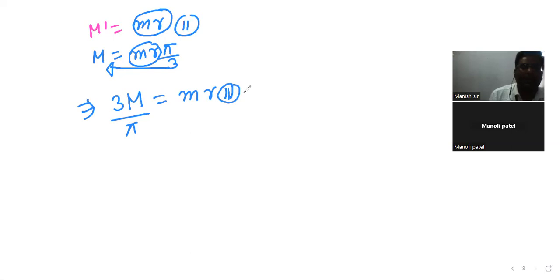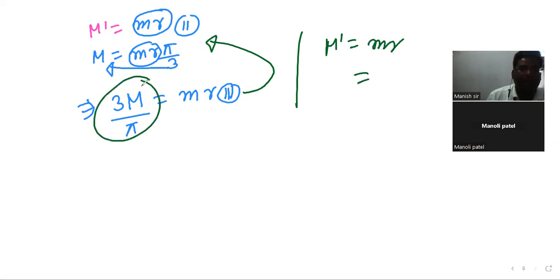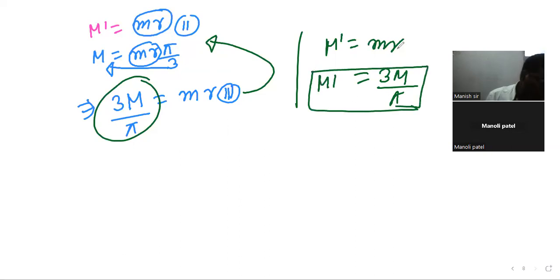Now put this third into second. So it will be m dash is equal to, instead of mr, we will put 3m upon pi. So it will be 3 capital M upon pi m dash. Right. So this is the answer for that. Done.